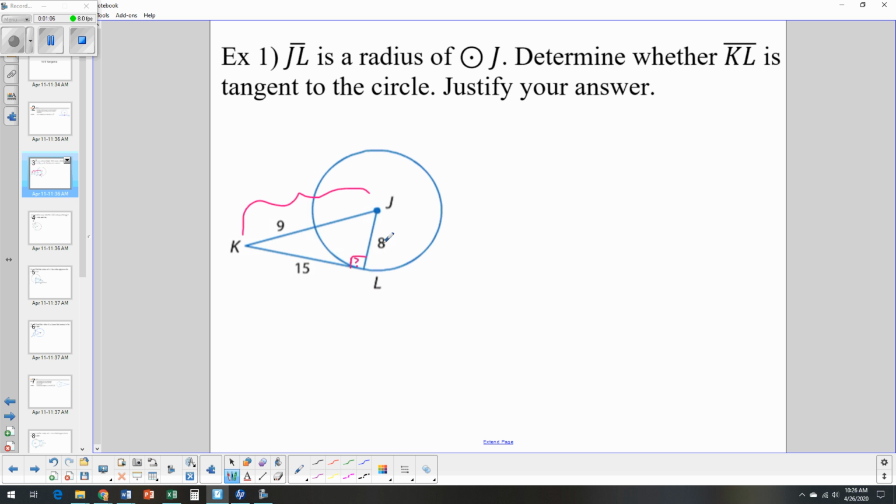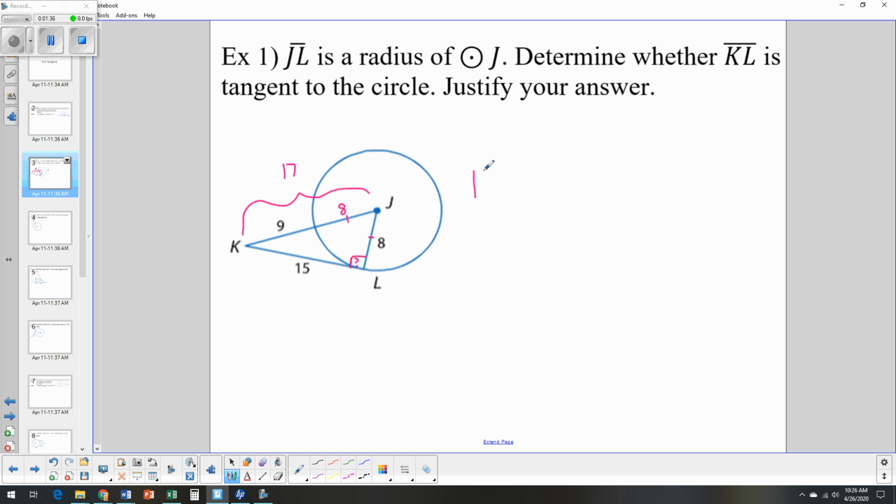I need to know what this whole thing is. What I have is a radius here and a radius here. And since all radii are always congruent, this part is 8, making this entire thing 17. Now that we have that, we can try to use the Pythagorean theorem. We'll really use its converse to tell whether or not we have in fact formed a right triangle, and that'll tell us if we have a right angle. So the hypotenuse, if there was a right angle, would be 17.